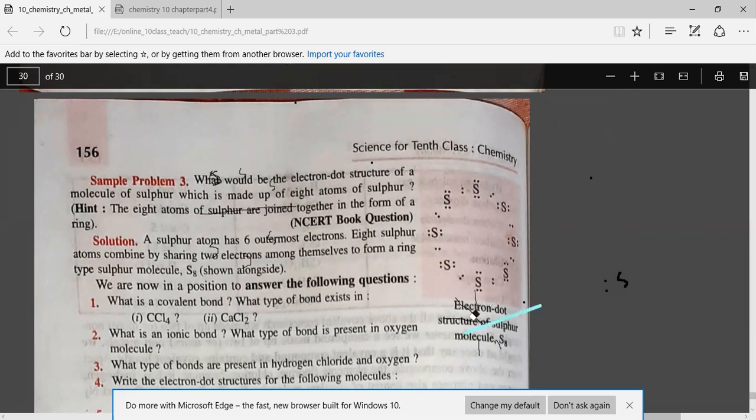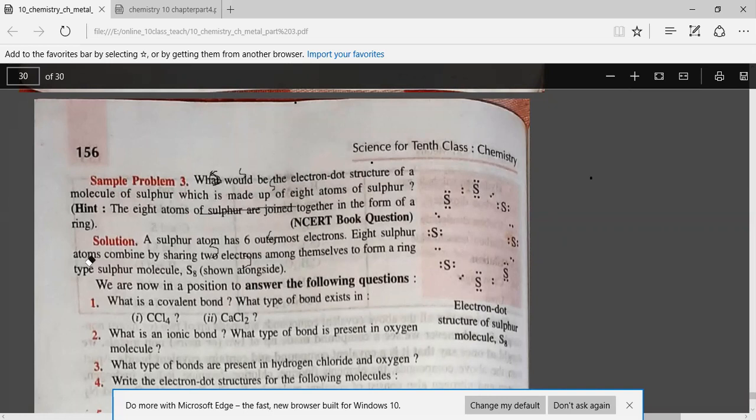A covalent bond is formed when the reacting atoms are sharing the electrons. So a covalent bond is formed by the sharing of electrons between the atoms. See this definition from the copy, where I made you write the definition of covalent bond.